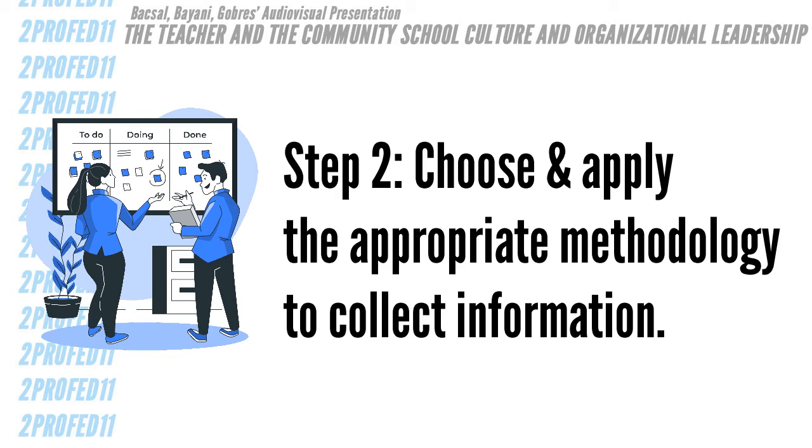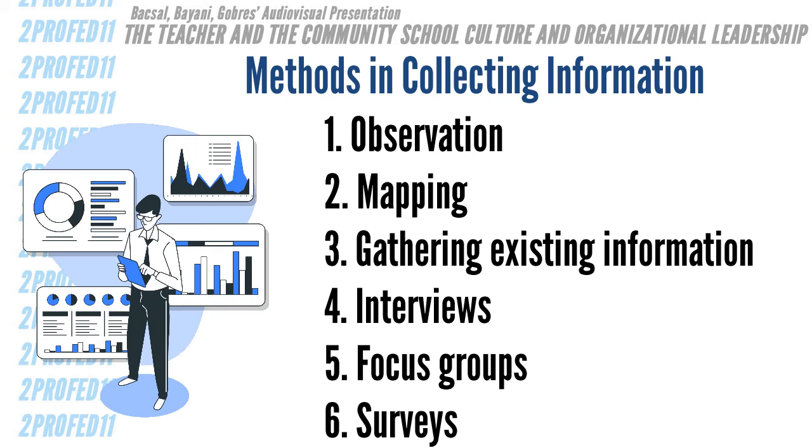There are different methodologies for different kinds of needs. There are a few methods in collecting information. We have first, observation, which is simply just looking and listening. And number 2, we have mapping. This is creating a map of the community and where the problems occur. Number 3, there's gathering existing information, which is pretty much just looking for published research or news articles.